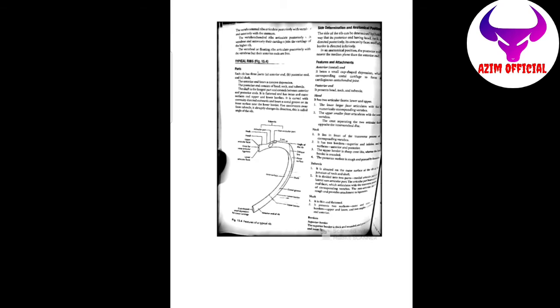The anterior end bears a concave depression. Here in the first rib, we have a concave depression. You can see it.